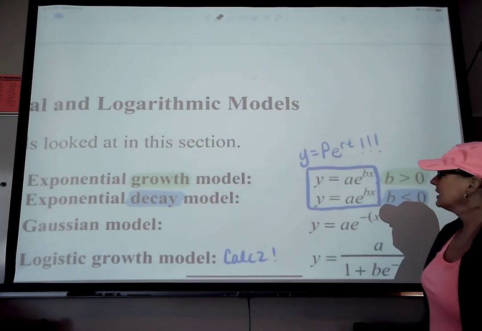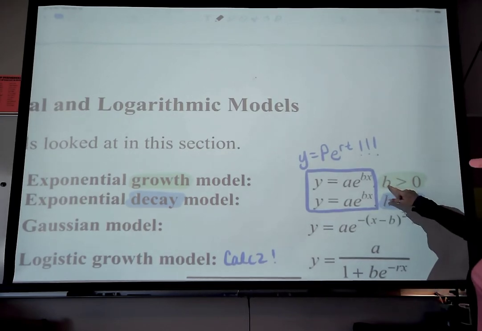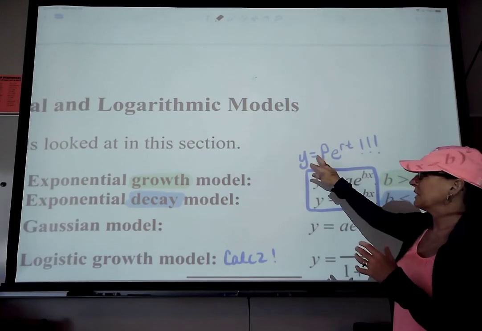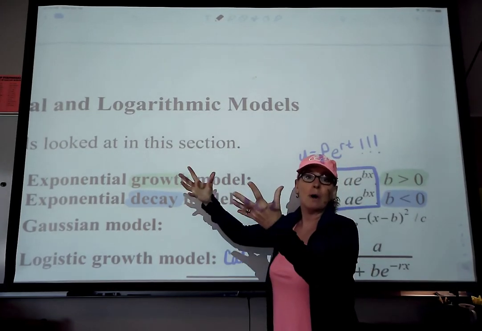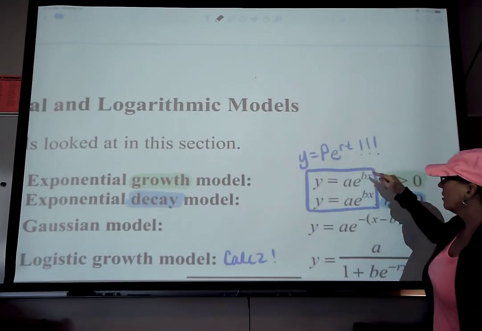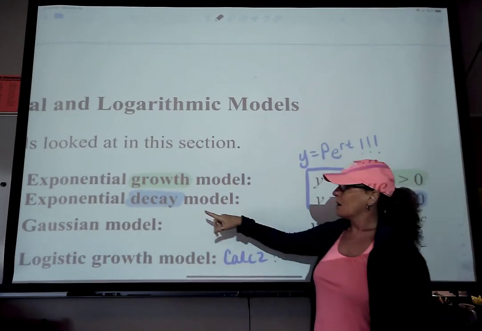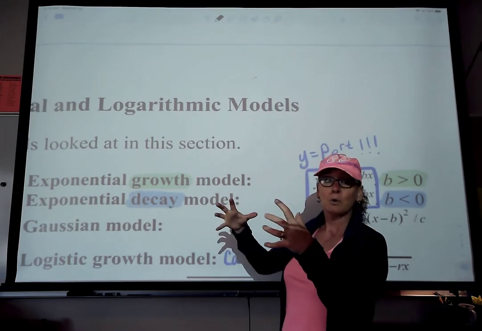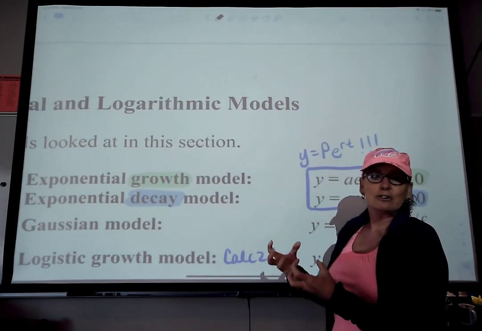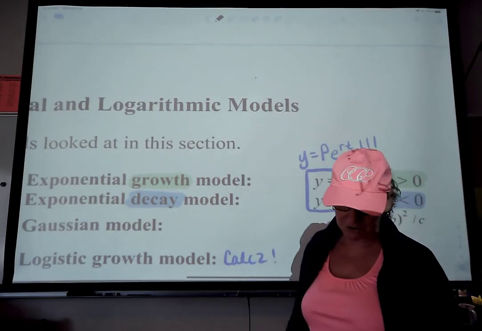Not a big deal. And if your rate, B or R, whatever you want to call it, is positive, whatever amount we're measuring is growing. The amount is increasing. But when your rate, R or B or whatever you want to call it, is negative, then it's a decay model. So whatever it is we're measuring, the amount of it is decreasing. Okay, so there you go.